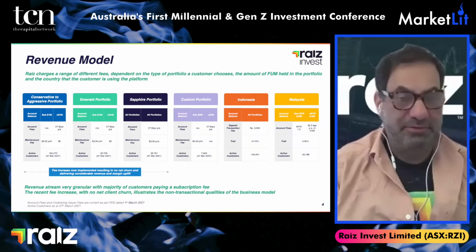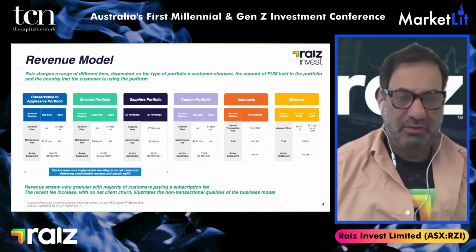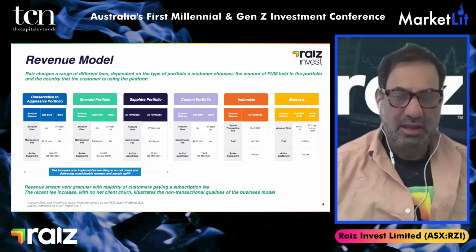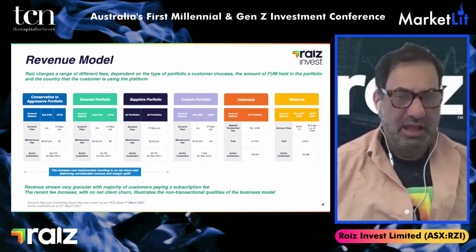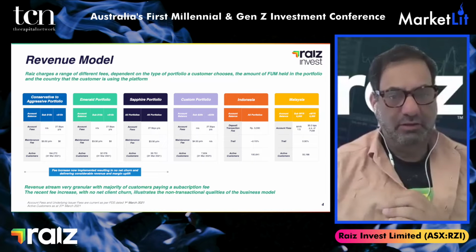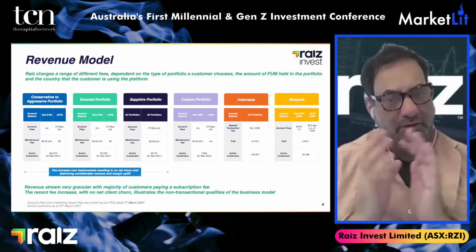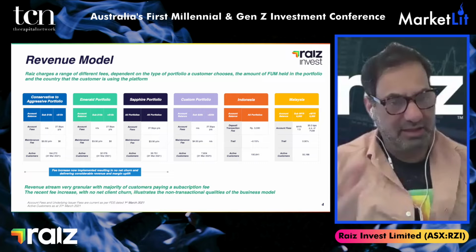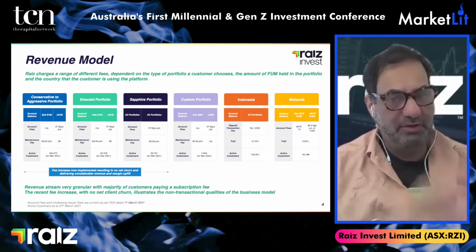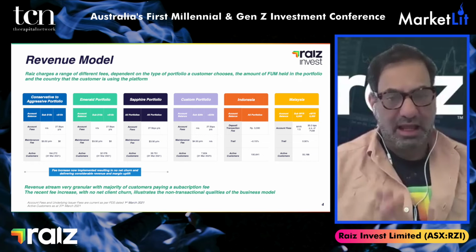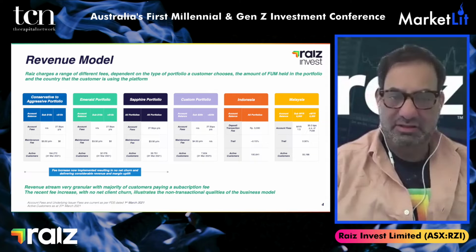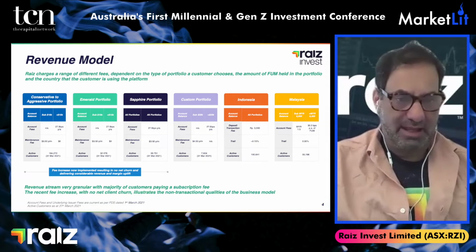Raiz has a subscription-based revenue model. What that means is that you pay $3.50 per month and you get access to all the Raiz features, and you can invest in a conservative to aggressive portfolio or into our Emerald portfolio, Sapphire portfolio. But when you go into our custom portfolios, you do have to pay a slightly higher fee, which is $4.50 a month. Raiz also has a presence both in Indonesia and Malaysia, and they're still subscription-based models, but they're obviously more in line with what Indonesians and Malaysians can pay there.